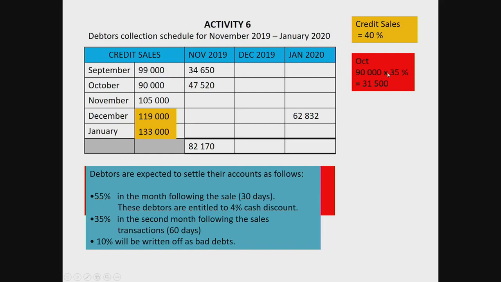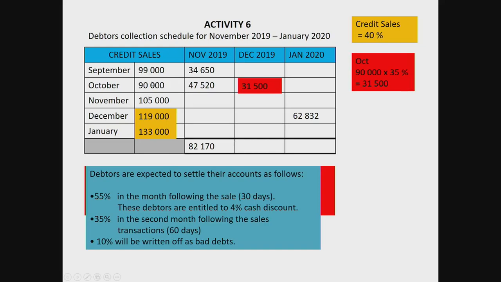35% of them will pay in the month after, right? Which was the 31,500. And that's where that figure is coming from. So it's 35% in the second month. I'm in October, so they're paying me in November and in December, because it says in the month after and then in the second month after.